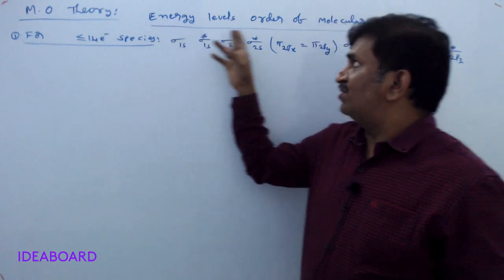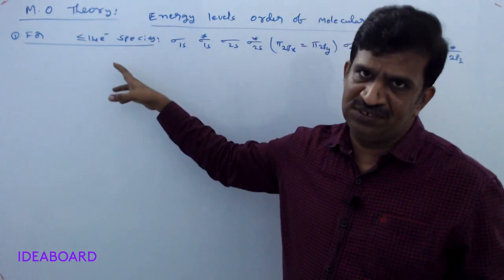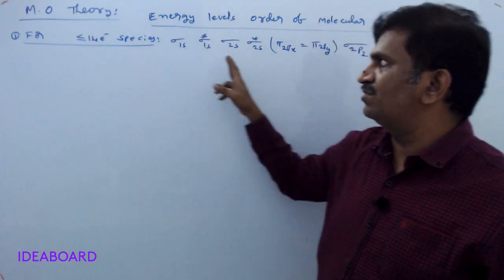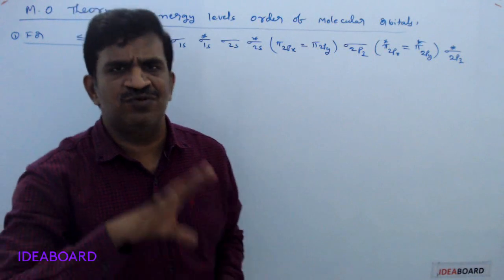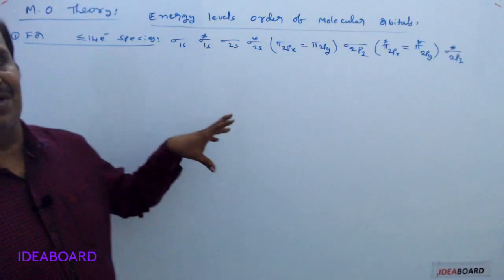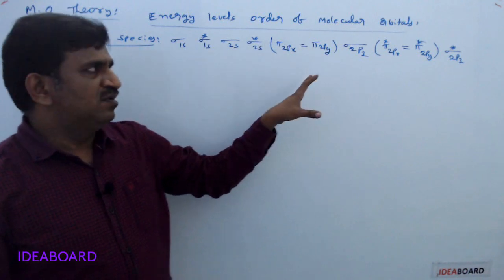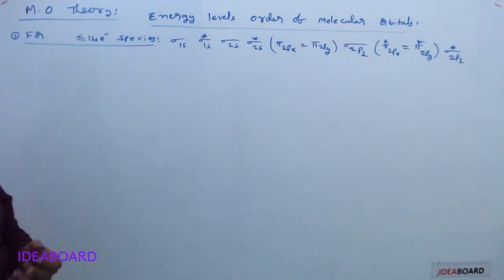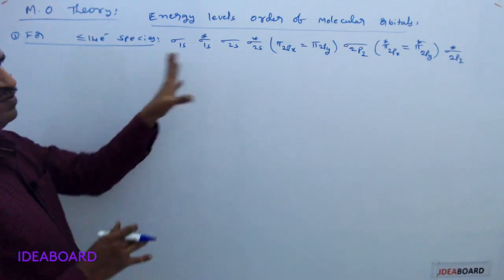The energy levels order of molecular orbitals for less than 14 electron species is the same as for 14 electron species. We have this type of order. For more than 14 electron species, up to 20 electrons, we have another order. We explained about that and I will go over it again later. For less than 14 electron species, this is the order of energy levels. Please remember this, very important.